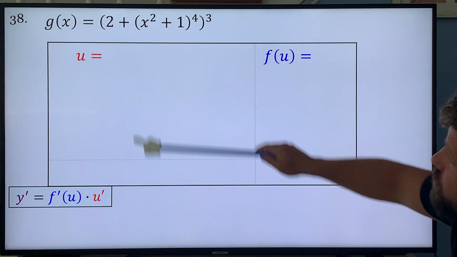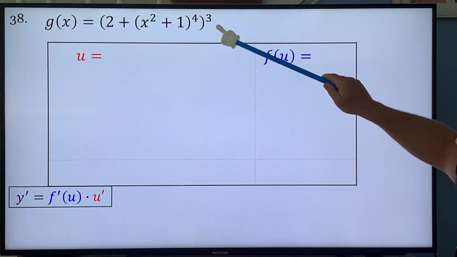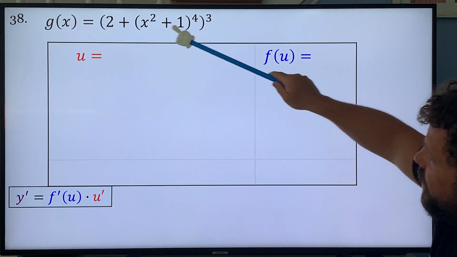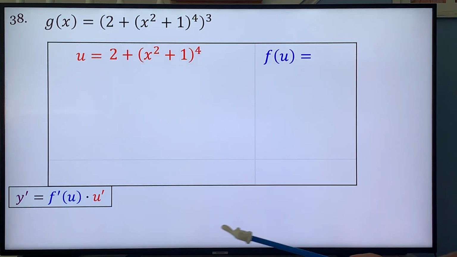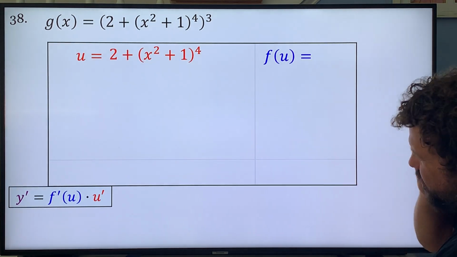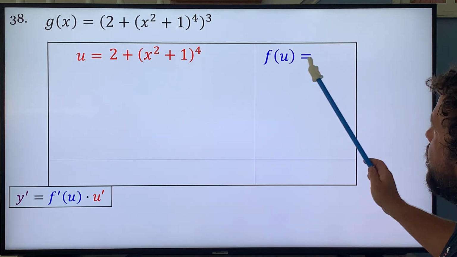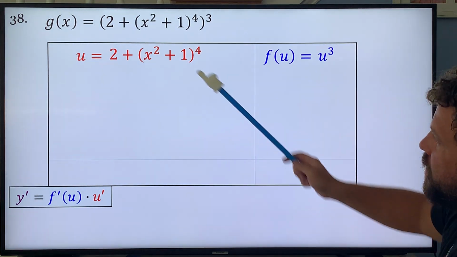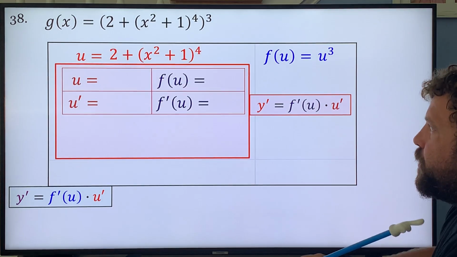Our original u. Work from the back way. What are you doing? I'm raising everything to the third power. So everything I'm raising to the third power is my u. 2 plus x squared plus 1, all to the fourth power. F of u is u to the third. Or to find u prime. Well, the derivative of 2 is 0, so I don't care about that.